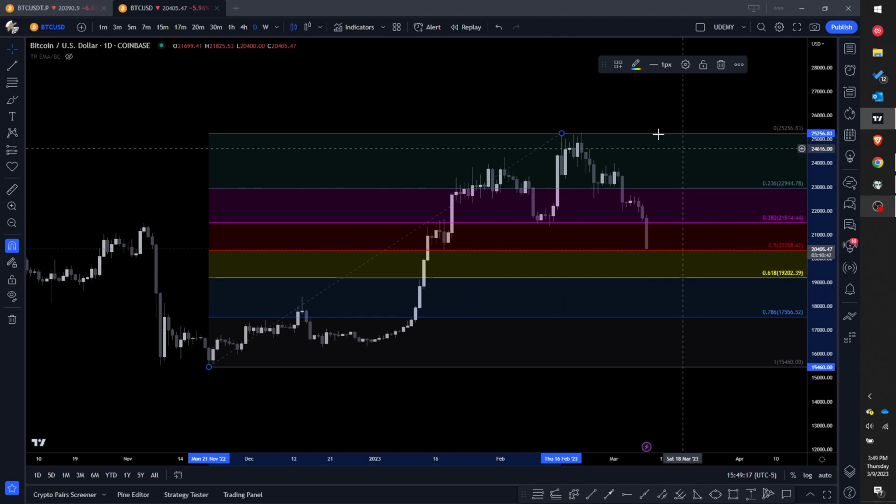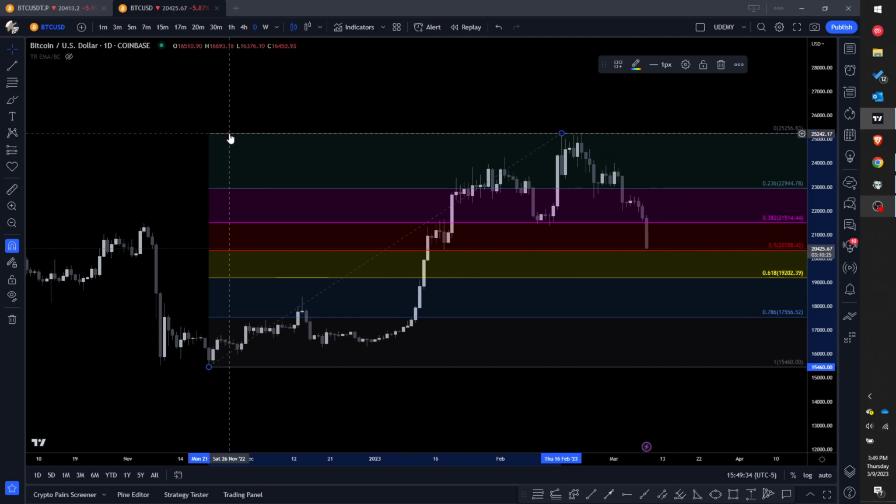You notice there's nothing above this point. So if you want to see things above that, then you're either going to have to use the other tool or a trick that I will show you in a minute. Okay, so as you see right now, Bitcoin is just about to hit the 50% or 0.5 retracement.